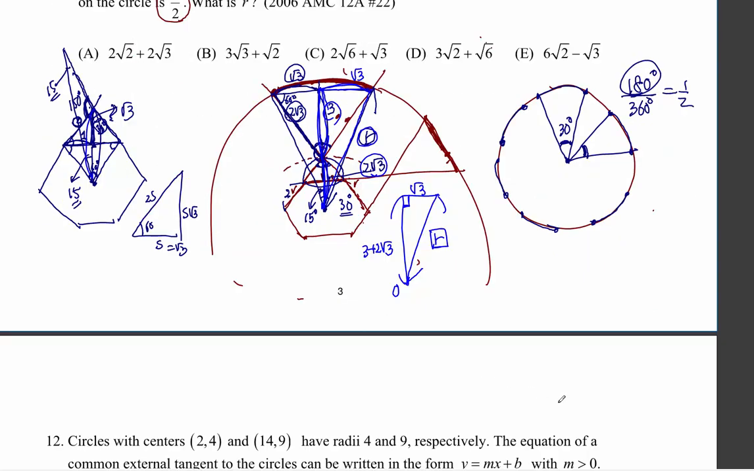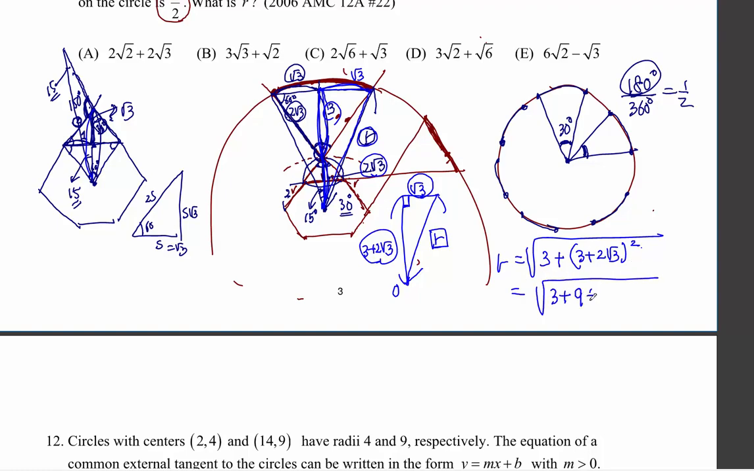Now let's find R squared. R equals square root. This one squared is how much? 3, right? This is squared how much? 3 plus 2 root 3 squared, isn't it? Okay, now let's simplify this one. 3 squared is 9. 2 times 3 times 2 root 3 is what? 2 times 3 is 6 and times 2 is 12 root 3, right? And plus this one squared is how much? 12, isn't it? 2 squared is 4, root 3 squared is 3, right? So 4 times 3 is 12.